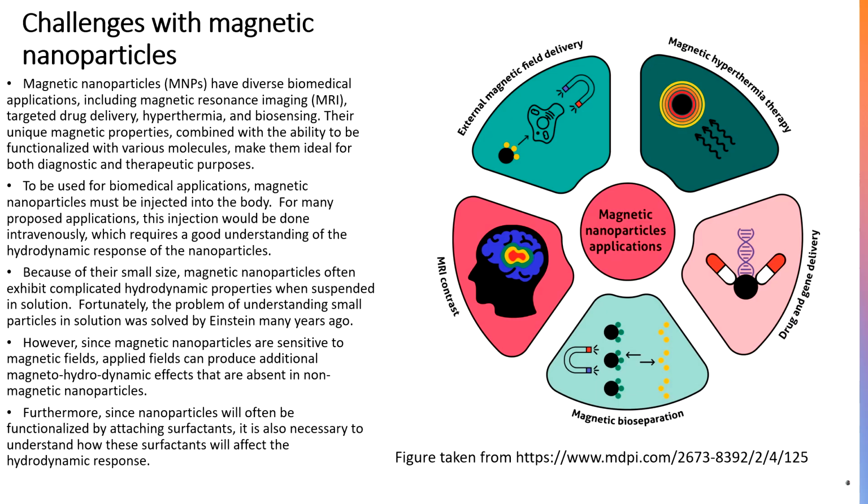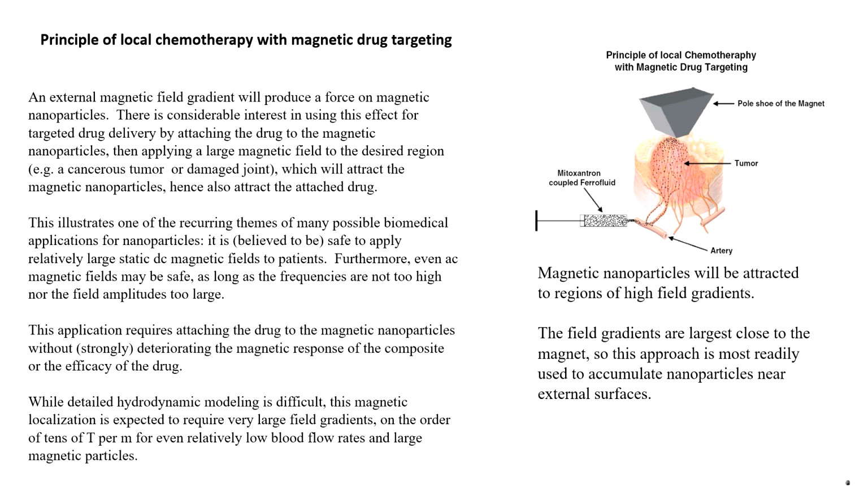And furthermore, since nanoparticles will often be functionalized by attaching surfactant, it is also necessary to understand how these surfactants will affect the hydrodynamic responses. And I will recommend you to read this article, which is published in MDPI, and it is a very nice article which gives you more insight into the magnetic nanoparticle application. So the principle of local chemotherapy with magnetic drug targeting is, you have an external magnetic field gradient which will produce a force on the magnetic nanoparticle.